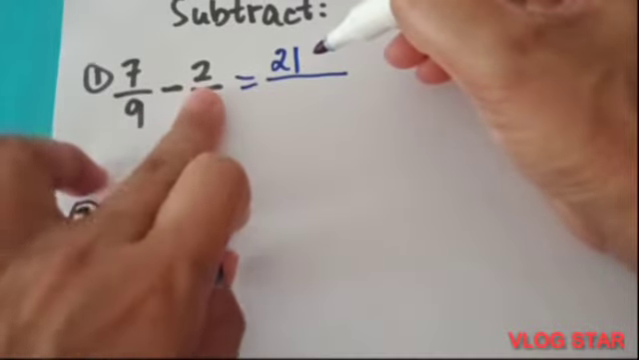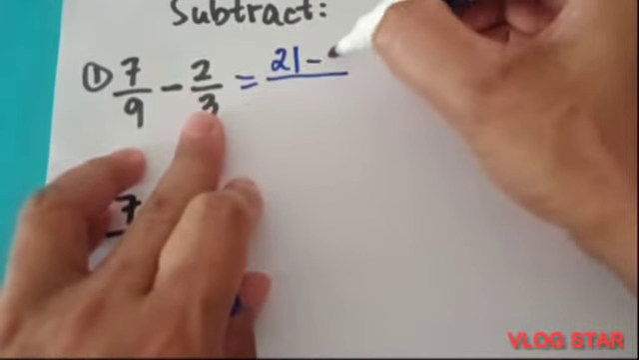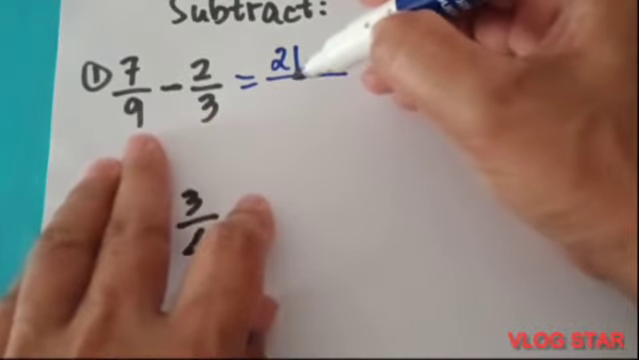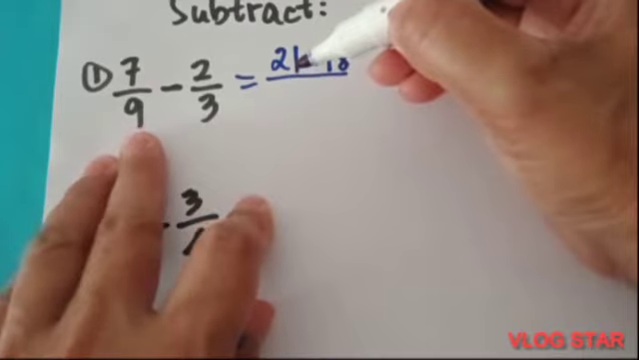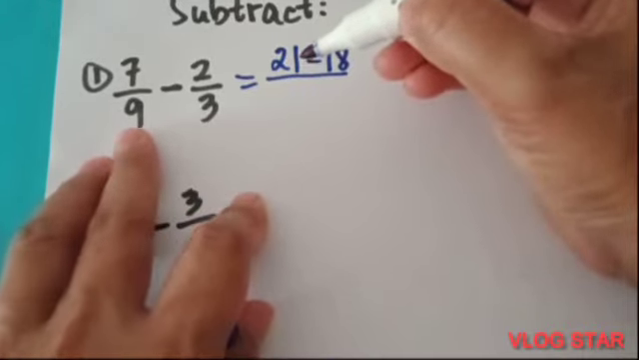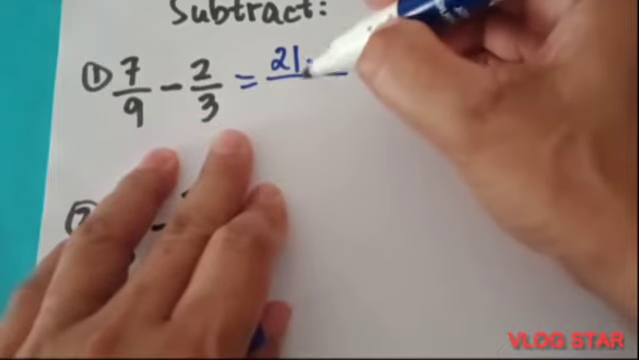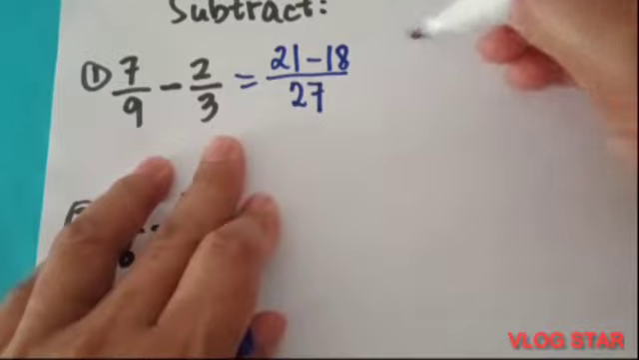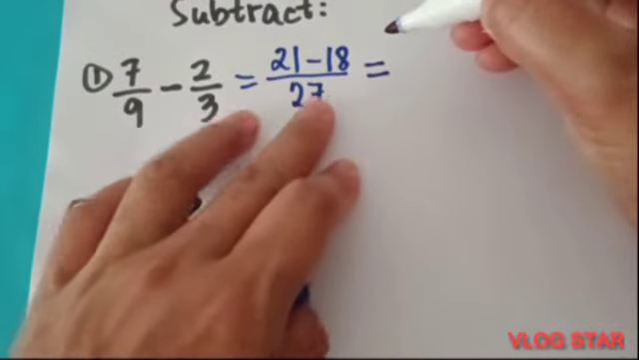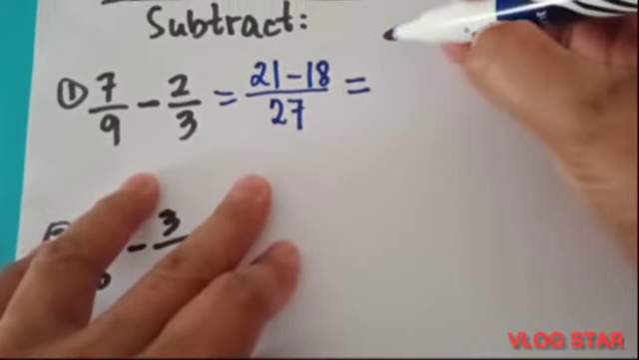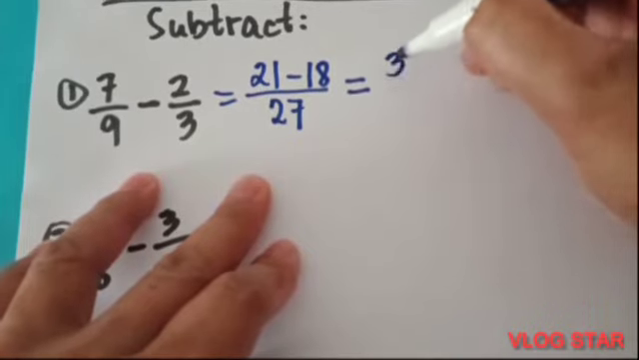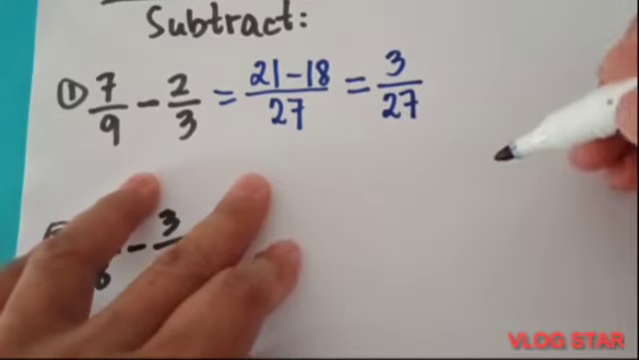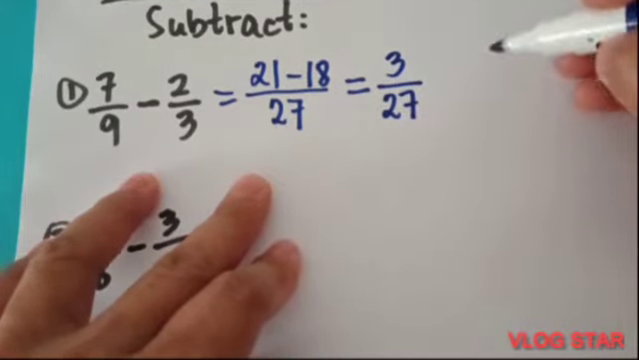So, 9 times 2 is 18. So, minus 18. So, tapos, i-multiply natin si denominator. 9 times 3 is 27. So, 21 minus 18 is 3. So, copy natin si denominator. So, pwede natin siyang i-simplify.